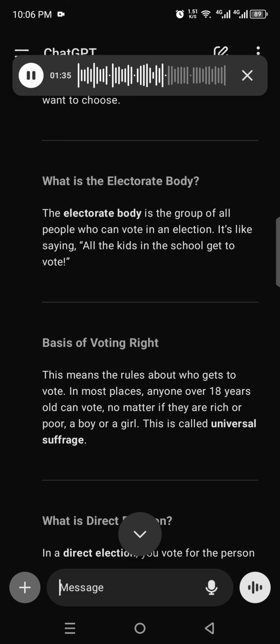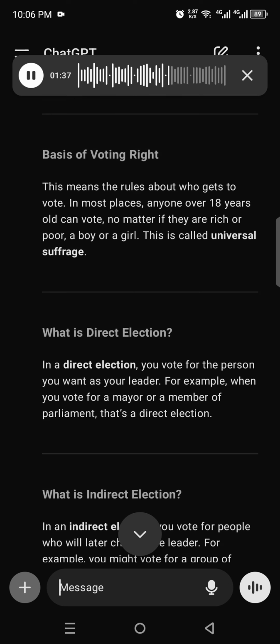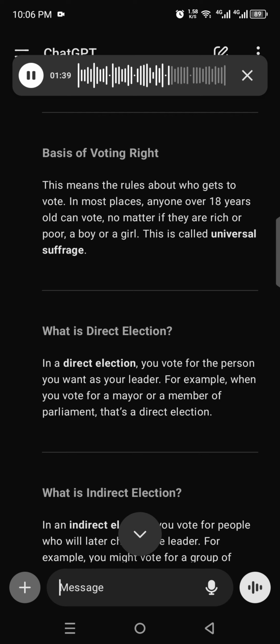Basis of voting right. This means the rules about who gets to vote. In most places, anyone over 18 years old can vote, no matter if they are rich or poor, a boy or a girl. This is called universal suffrage.